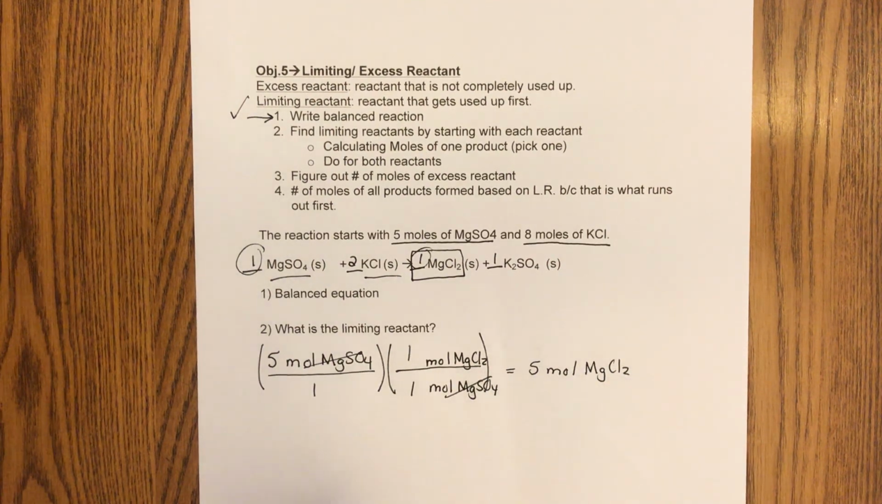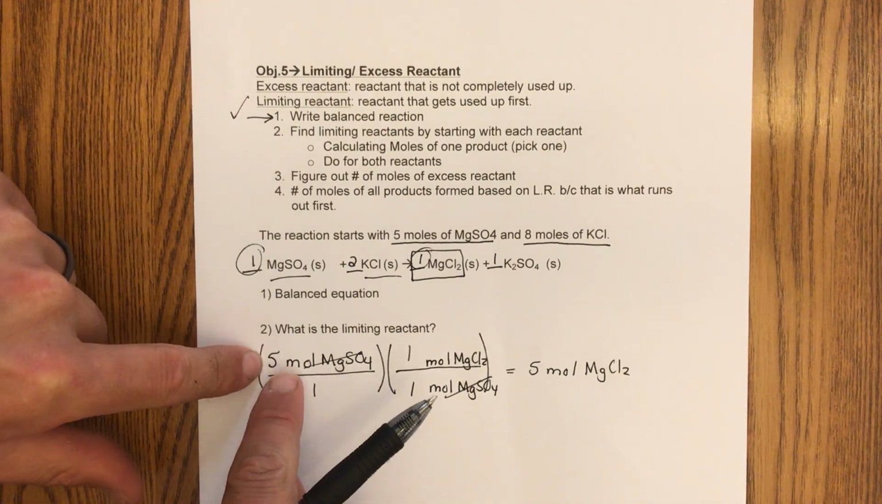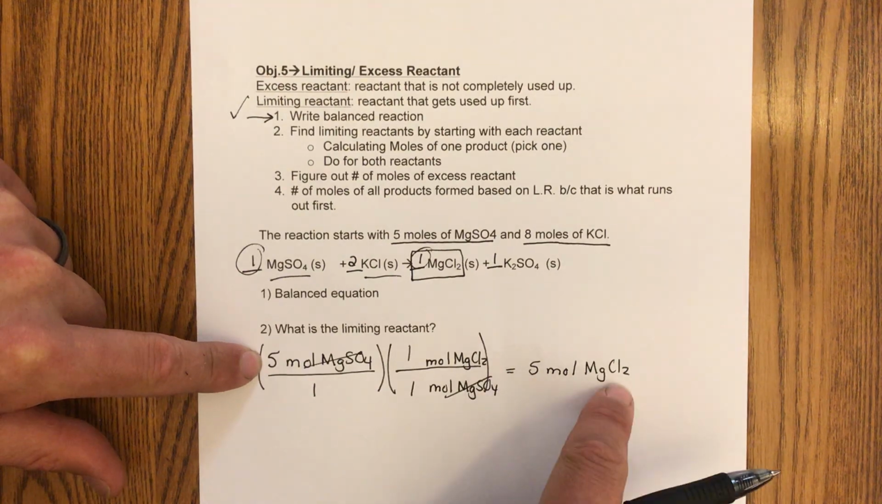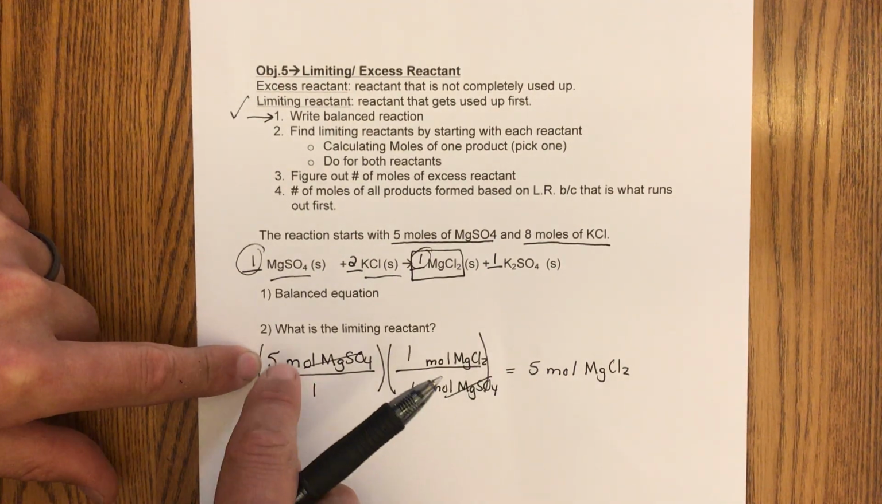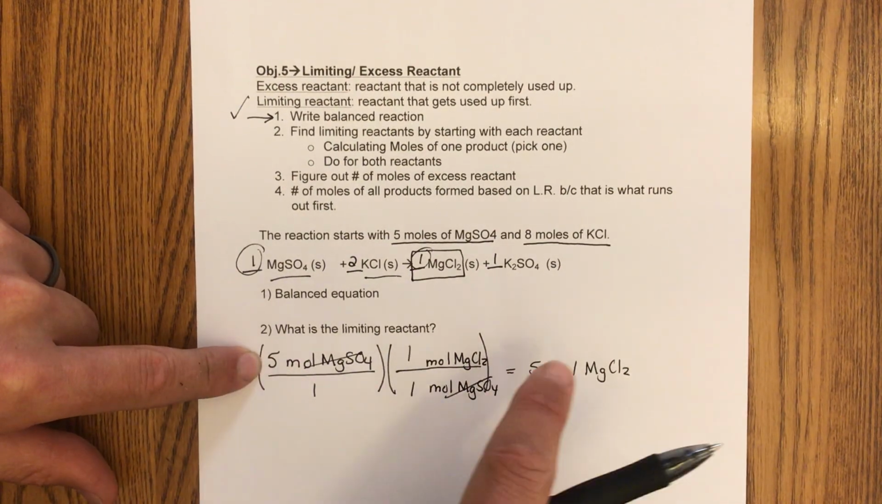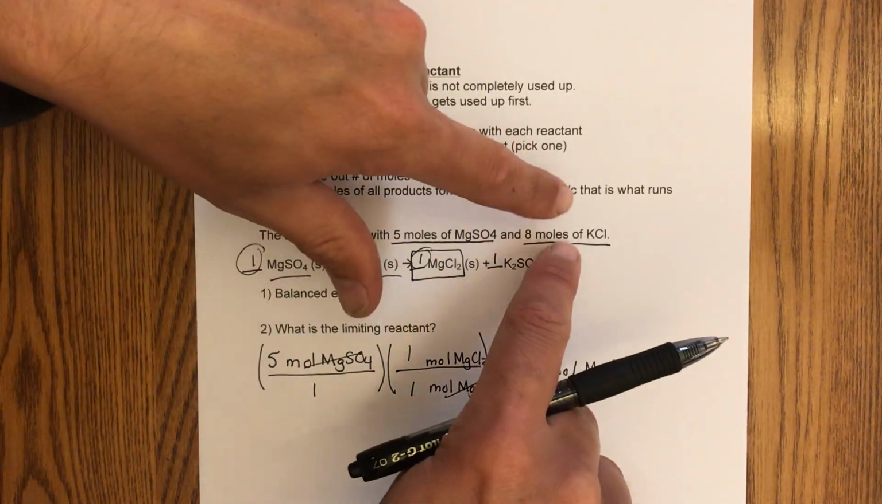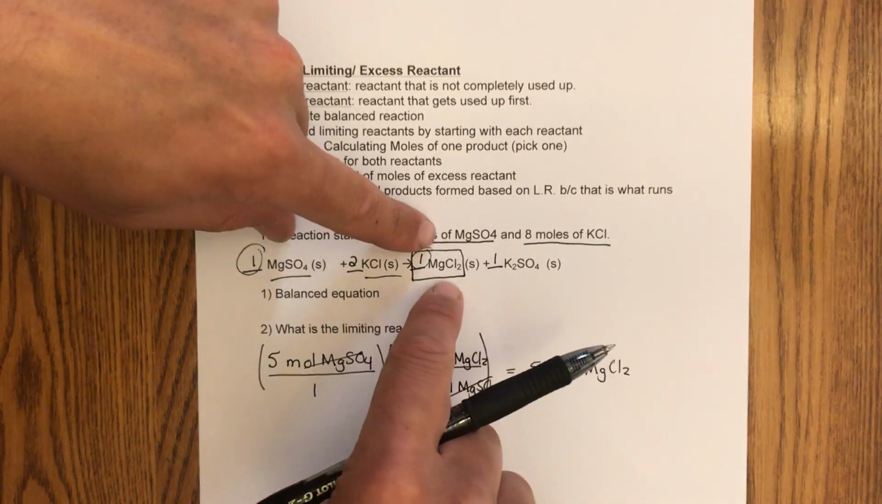MgCl2. So what this is telling us is if we have, let's say, 5 cups of magnesium sulfate, we can make 5 batches of cookies. That's kind of what it's telling you. If we have 5 of this, we can make 5 of that. So now we have to say, if we have this much of the other reactant, how much can we produce?